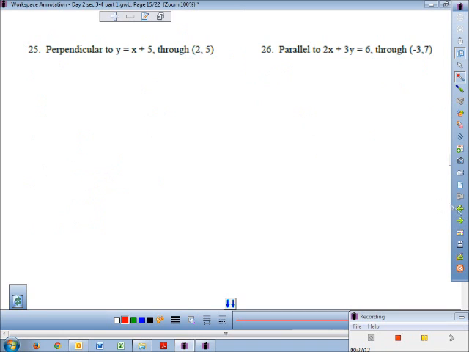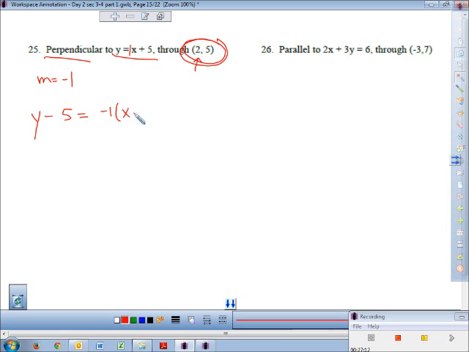So let's go again. Perpendicular to this line, so if this line slope is 1, I need the opposite reciprocal of that, which is -1. And then this is not the y-intercept. Why not? Because that x value is not 0. So gotta do the whole mamma jamma. Slope. Distribute. Add 5.